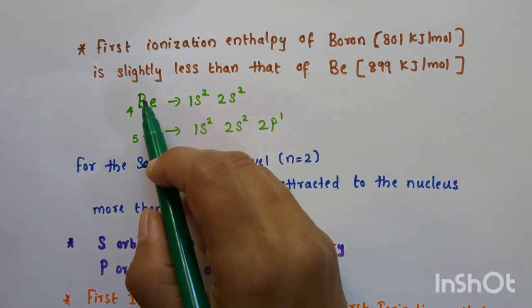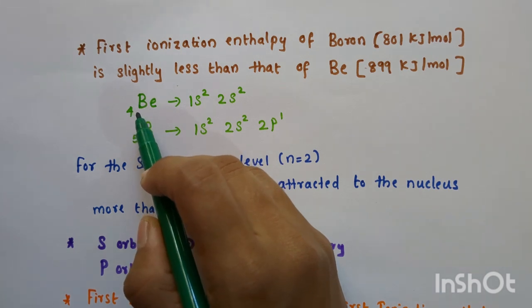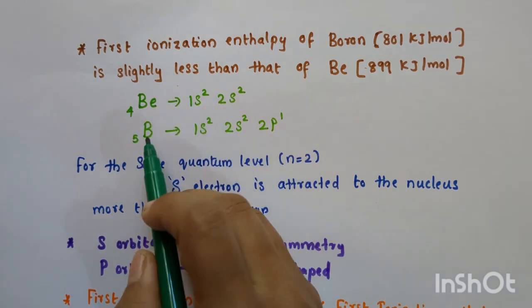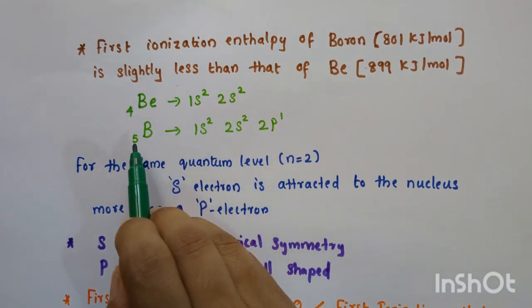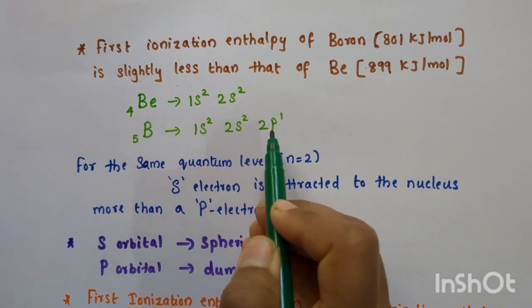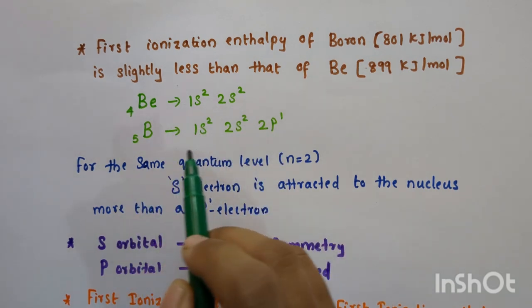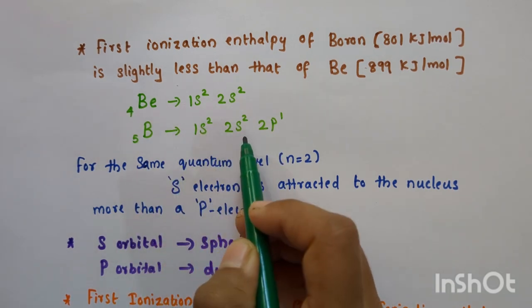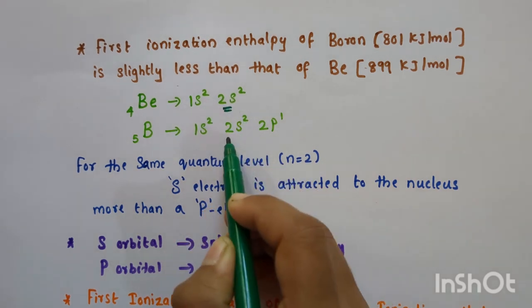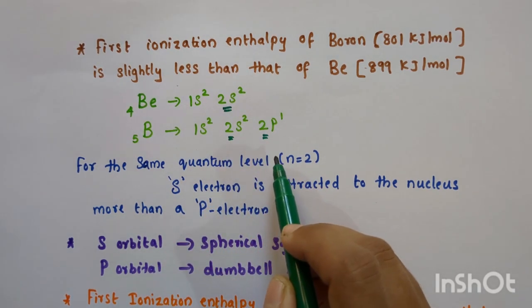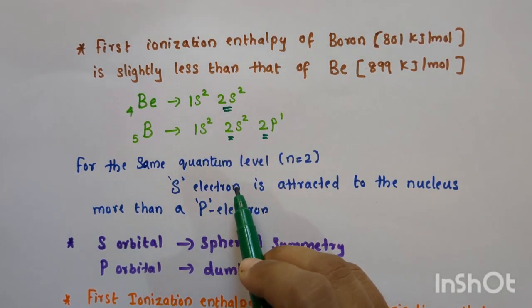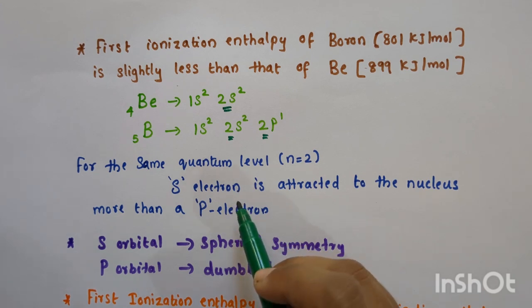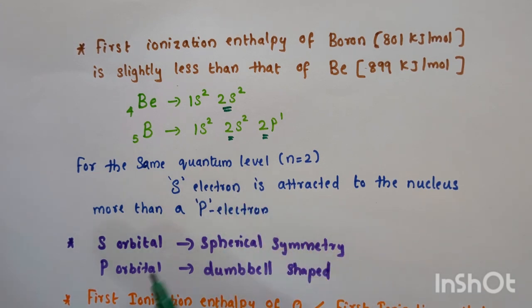Beryllium has atomic number 4, electronic configuration 1s2 2s2. For boron, atomic number 5, the electronic configuration is 1s2 2s2 2p1. So when we consider the same principal quantum level n equal to 2, the s electron is attracted to the nucleus more than a p electron.